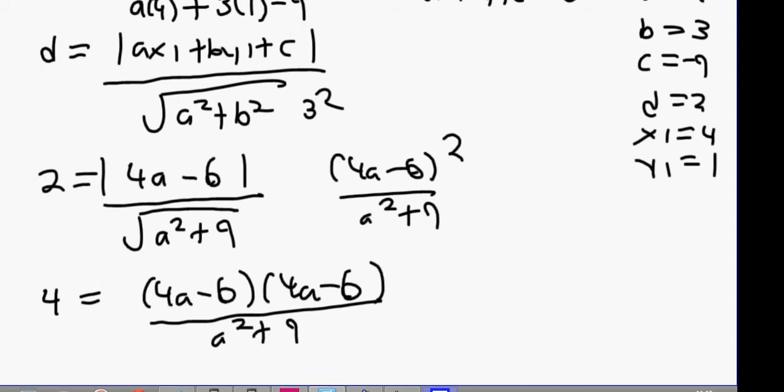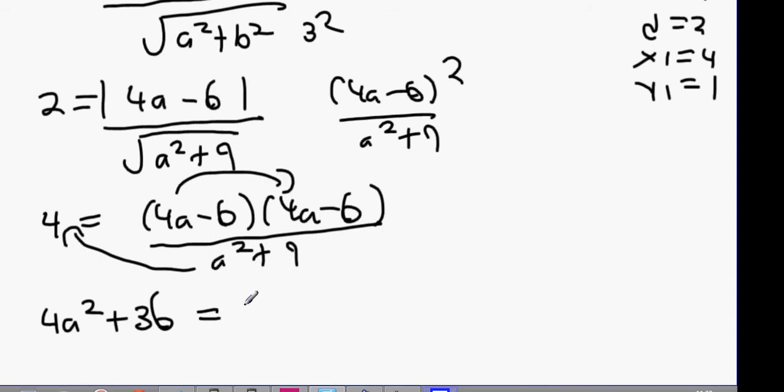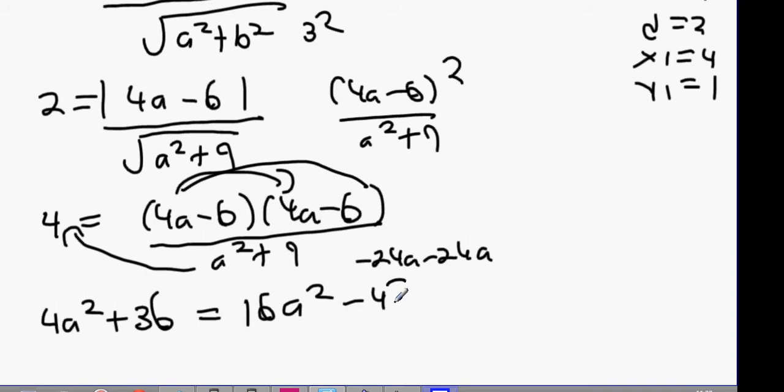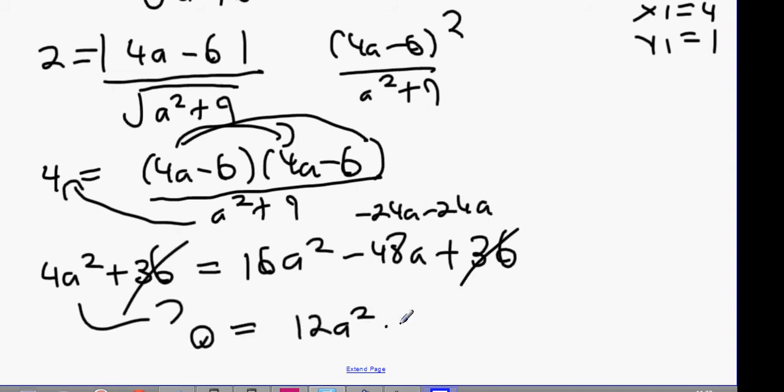Okay, now that that's done, you cross multiply, we get 4a squared plus 36, and we bring that up here, multiply out: 16a squared. It's going to be minus 24a and minus 24a, which gives me minus 48a in the middle, and then minus 6 by minus 6 gives me plus 36. Bring it over the other side, the plus 36 cancels. Bring the 4a squared over, we get 0 equals 12a squared minus 48a.